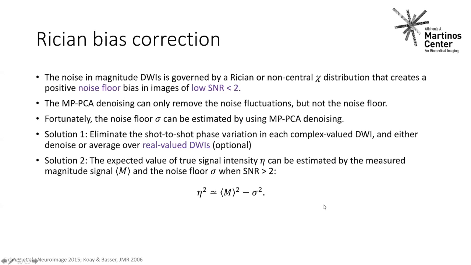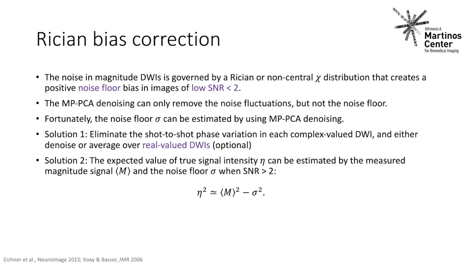And the last one is Rician bias correction. So noise in magnitude images is governed by a Rician or non-central chi distribution that creates a positive noise floor bias in images of low SNR, smaller than 2. So the MPPCA denoising can only remove the noise fluctuations, but not the noise floor. Fortunately, the noise floor can be estimated by using MPPCA denoising. So solution 1 is to eliminate the shot-to-shot phase variation in each complex-valued image and either denoise or average over the real-valued image, but it's kind of optional.